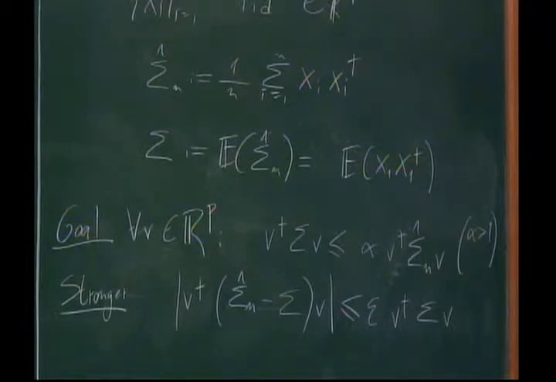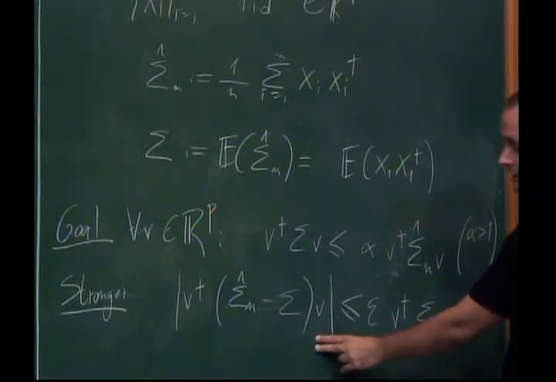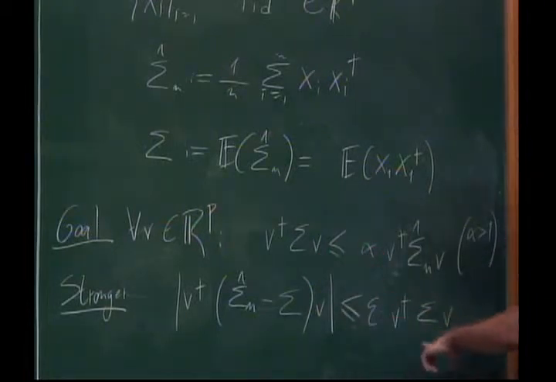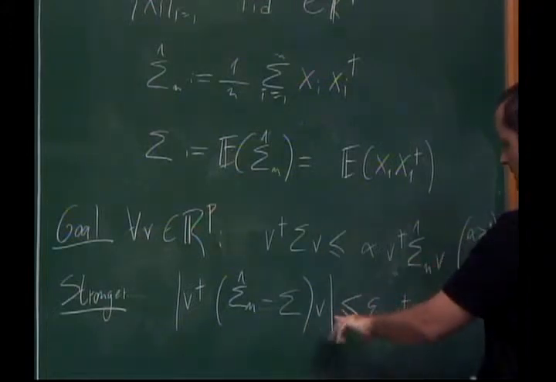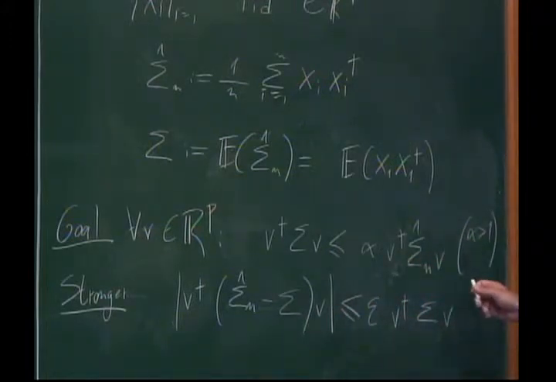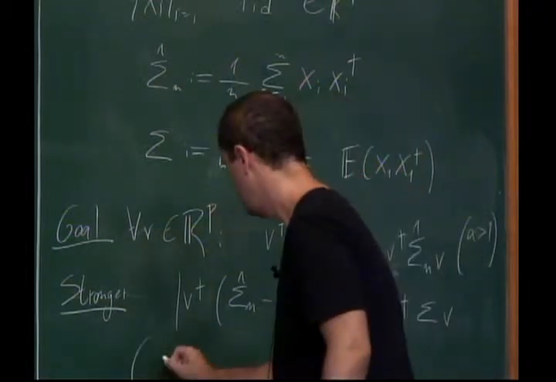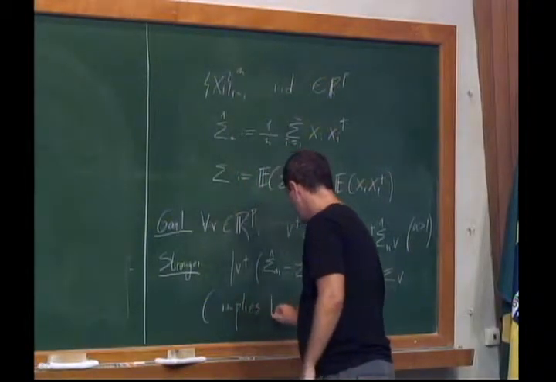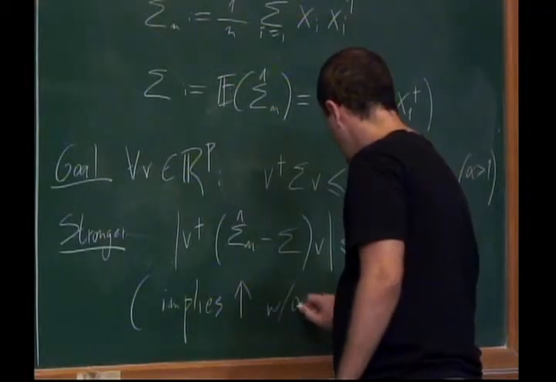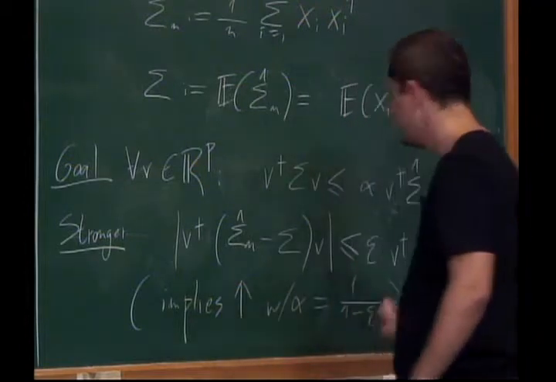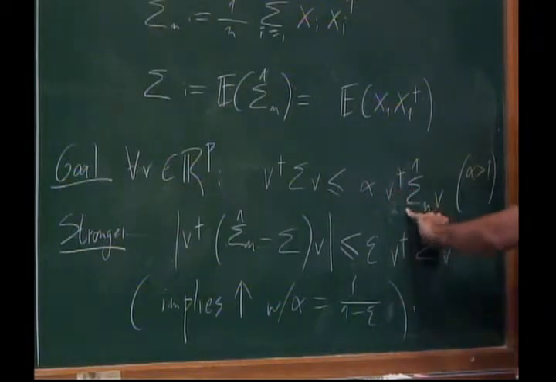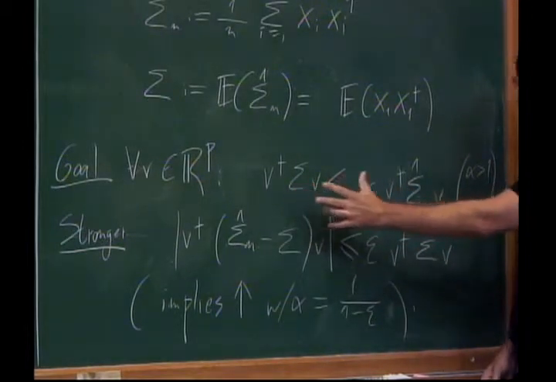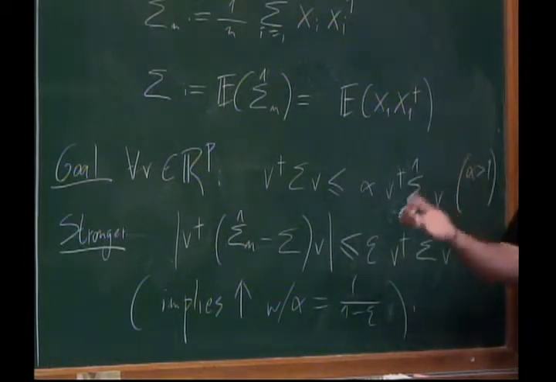And why is this stronger? Well, it's not very hard to show that if you have the second inequality here, you have the first one, with alpha equals 1 plus epsilon. Because the difference between this and this thing here is at most epsilon times this. Or rather, it implies the first one with alpha equals 1 over 1 minus epsilon, if you want. But in any case, it's a stronger kind of property. Here you want to prove that this quadratic form is lower bounded by the expectation, and we want a two-sided control: both upper and lower bounds.